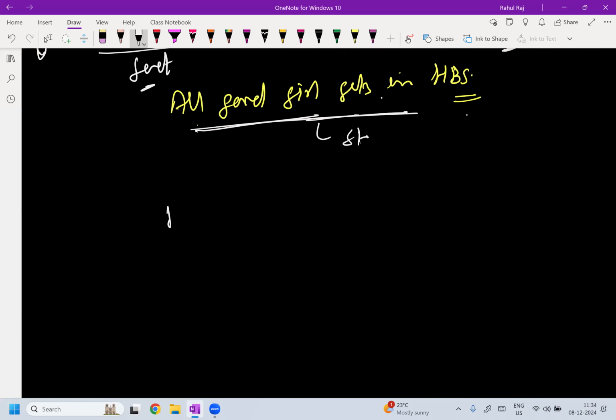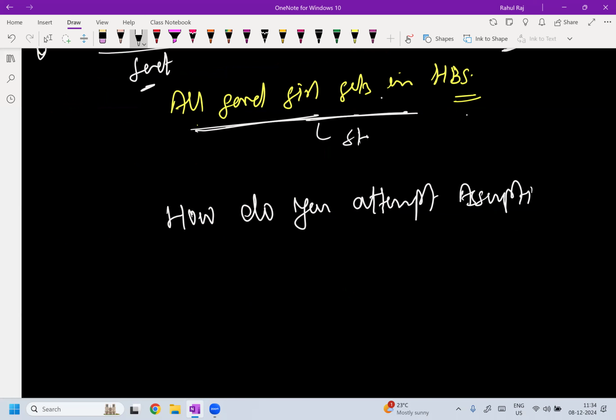How do you attempt an assumptions problem? How do you attempt an assumptions question? Guys, remember, this is not my method. The entire world follows this method, and I'll prove why this is true. Please ensure you do not follow any other method. This is the only method followed in the entire world. You slip out from this method and it will be a problem for sure. So how do you attempt an assumptions question?